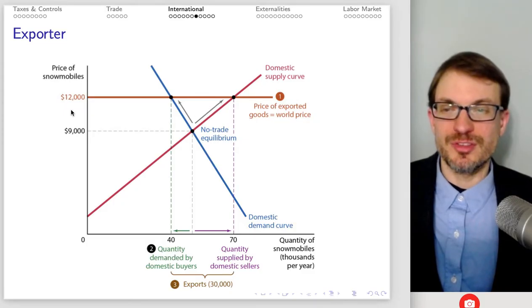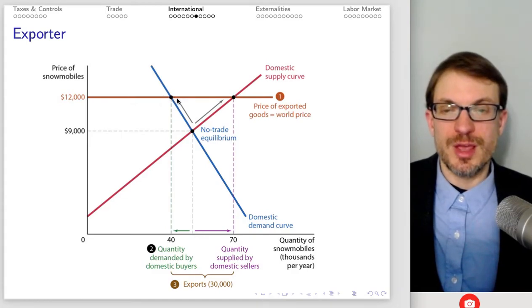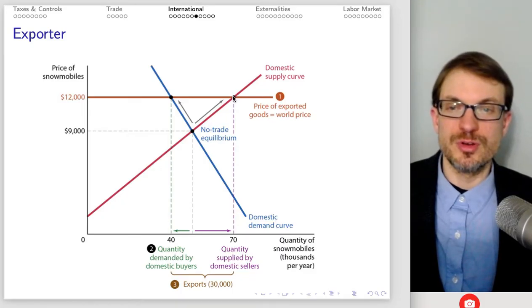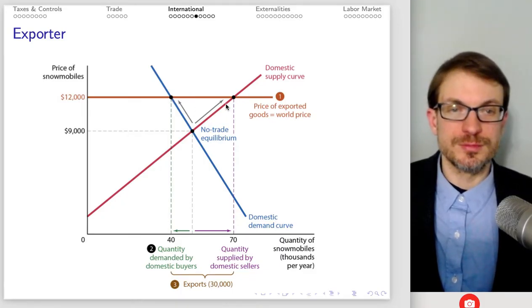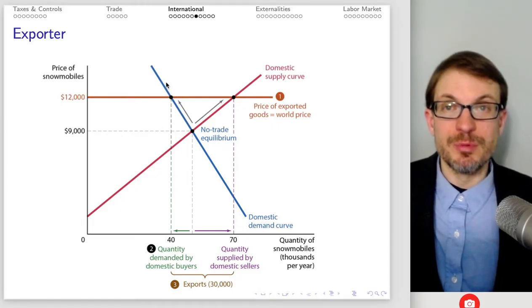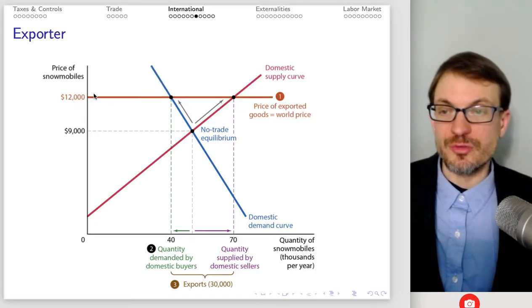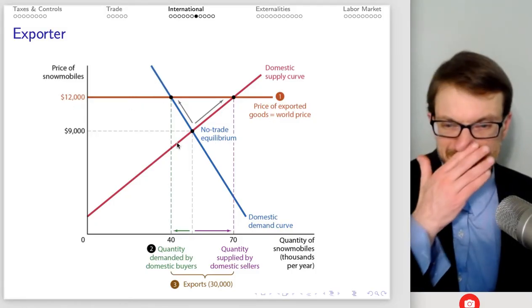What ends up happening is that at the higher price, domestic buyers buy fewer. At the higher price, domestic sellers increase their output, their quantity supplied, but this gap between what domestic buyers are willing to tolerate and what domestic sellers are willing to produce ends up being exported. The idea is that domestic buyers, to be able to purchase any snowmobiles, now have to compete with foreign buyers. That's why the price rises to $12,000.